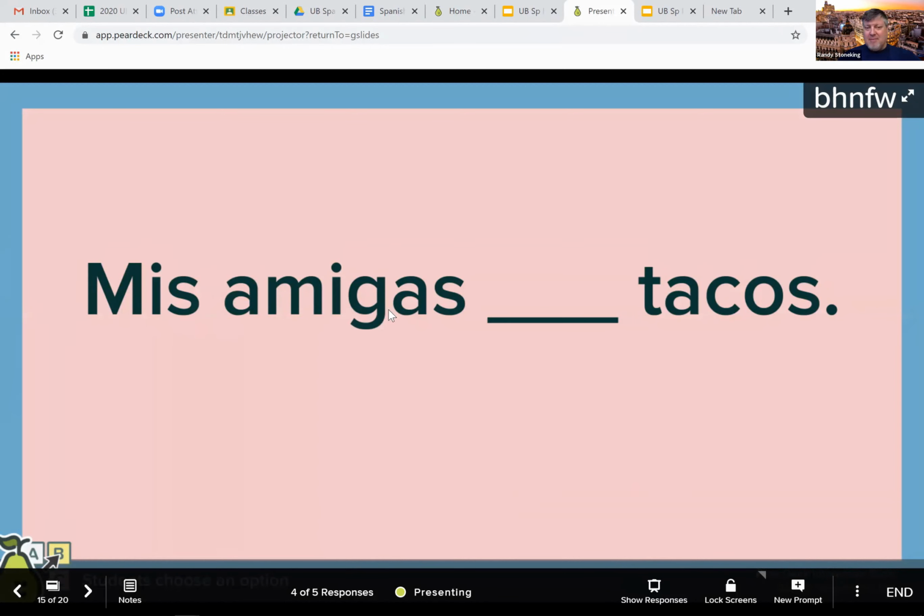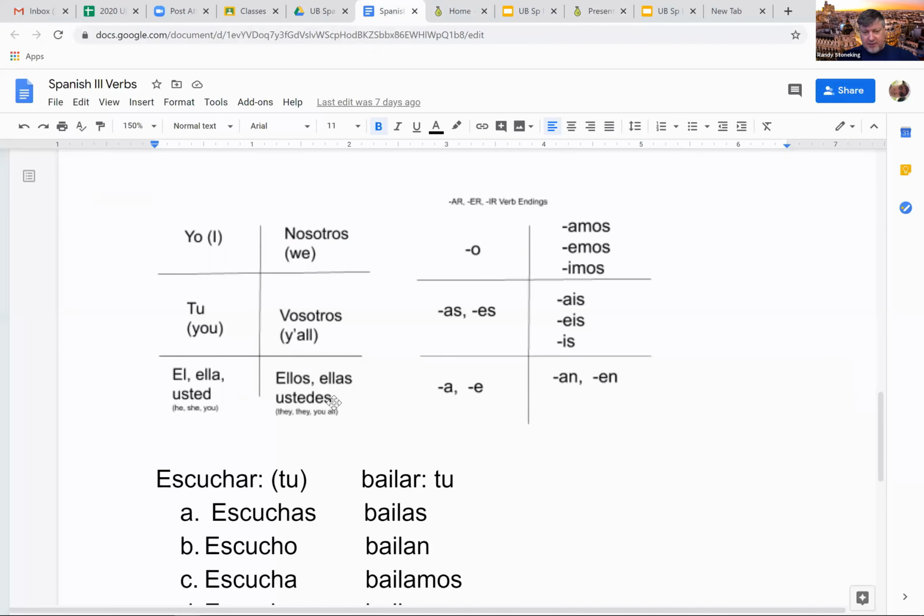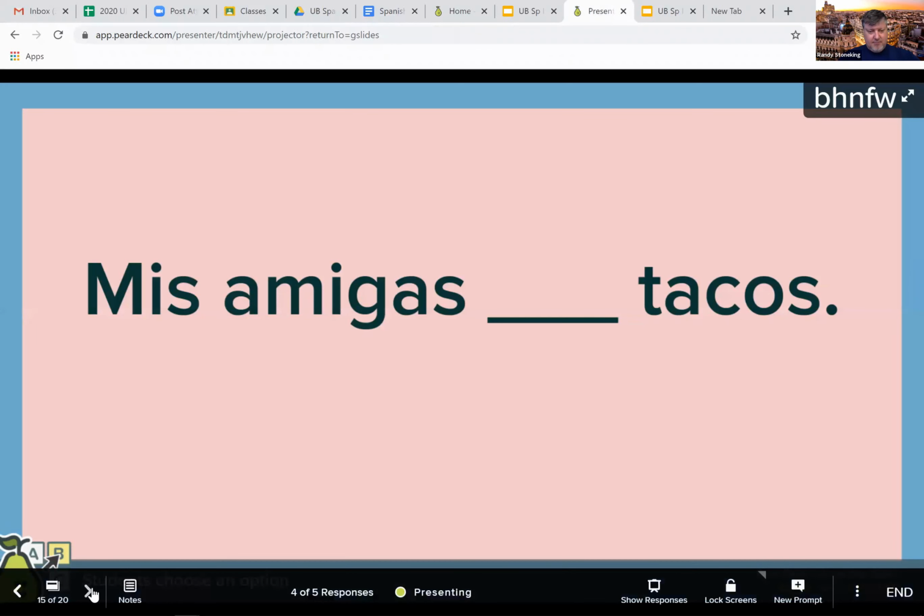Okay, so mis amigas. And again, this doesn't matter whether it's all guys or all girls. It's just a group of people. If it's more than one person, it's going to be the equivalent of either ellos or ellas. Both of them use the same ending, whether it's guys or girls. Okay. All right, here we go.